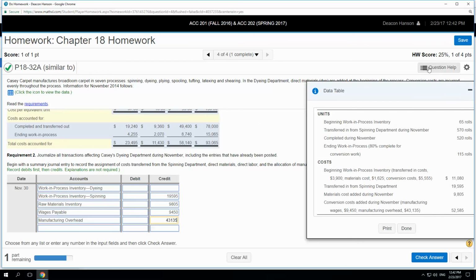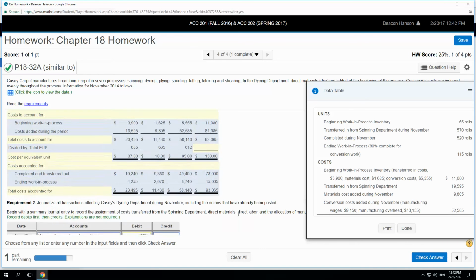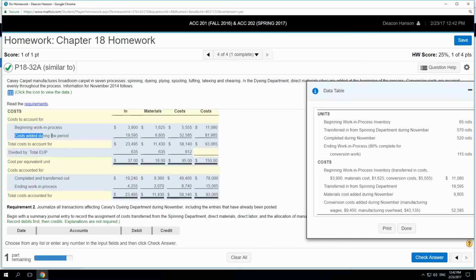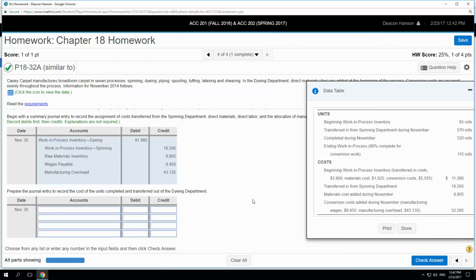And then we add these up. And that's the total added to the dyeing department's work in process during the accounting period. Let's come up here and check, right? See, cost added during the period, it's this total right here. See that, yeah? 81,985. So let's check. Okay, fantastic.